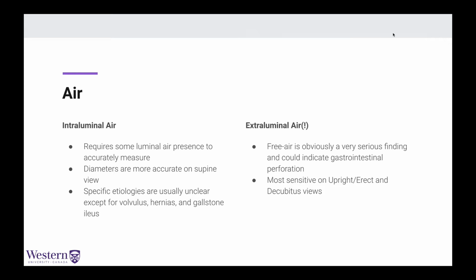Now, the much more alarming finding of extraluminal air, this is air that is outside of the expected locations of the stomach, the small bowel, or the large bowel, is obviously a very serious finding, particularly if it's unexpected or if the patient has not had a recent operation or procedure, and could unfortunately indicate gastrointestinal perforation. When looking for extraluminal air, you're going to be more sensitive to this finding in the upright, erect, and decubitus views. In the supine view, air actually moves anterior almost towards the belly button region, and it spreads out entirely and very evenly across the entire abdomen, making it very difficult to find free air when you're lying in supine position.